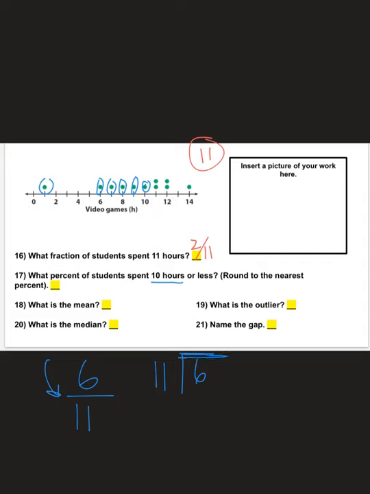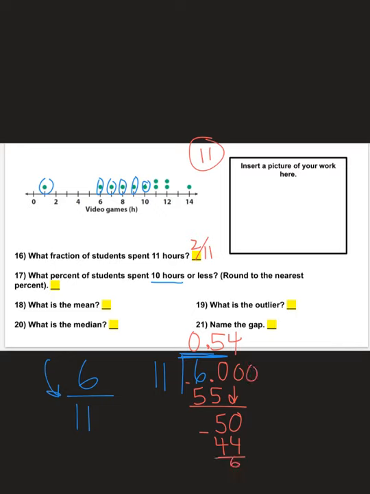Top dog in the house, 6 goes inside my dog house, 11 on the outside. And now it's just division. So 11 can't go into 6, put a 0. Add your decimal, add a 0. 11 goes into 60 5 times. 5 times 11 is 55, and we'll subtract. Add another 0, drop it down. And then 11 goes into 50 4 times. 4 times 11 is 44. Subtract, we're left with a 6.